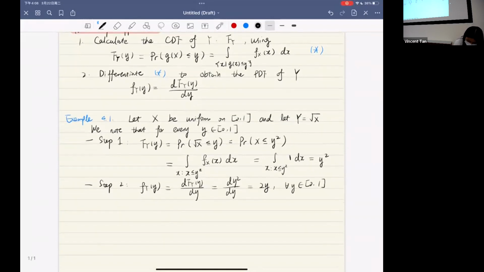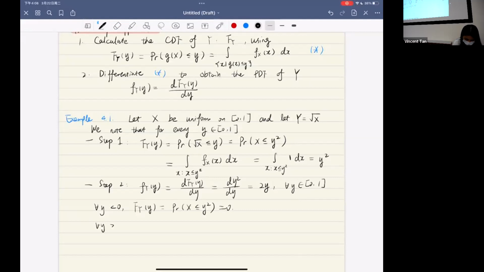We also need to consider y smaller than 0. Since Y only belongs to 0 and 1, this probability is equal to 0. So the CDF of Y is equal to 0 when y is smaller than 0.